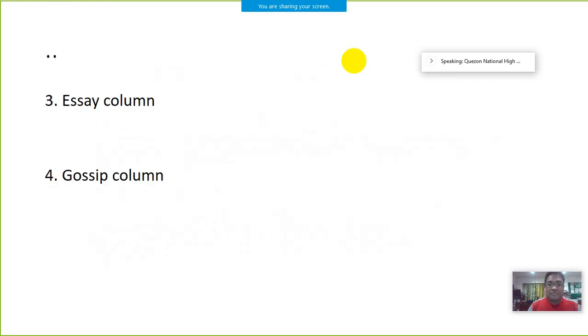That's some kind of hodgepodge column. Then we have the essay column. You're very familiar because most of the columns circulating in daily newspapers today are in the form of essays. Then the gossip column, common in tabloids, is related to activities of movie stars in the entertainment world. But politicians can also be the topic of a gossip column.